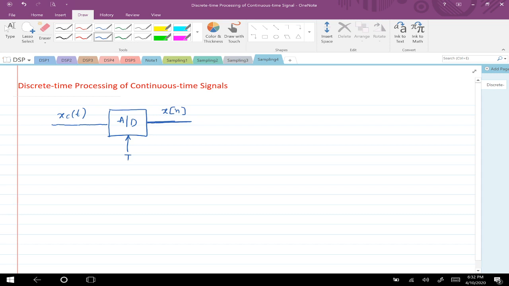Now you want to do discrete time processing here. So you have a discrete time system here, to which you give this as an input, and then you get the output here, which let's call y of n. And you want the final output as a continuous time signal. So assume that again a discrete to continuous time conversion you are doing.